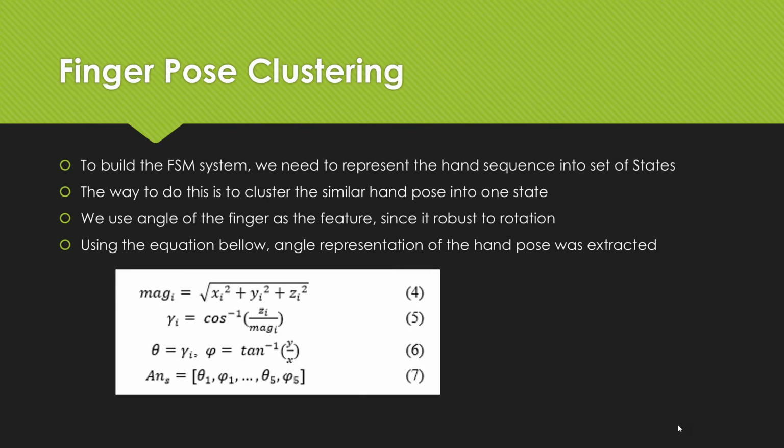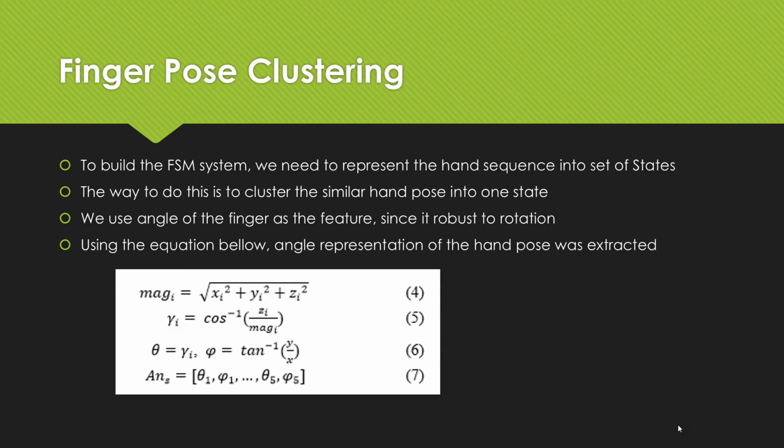Then we do the finger pose clustering, and to build the finite state system, we need to represent the hand sequence into a set of states. Each state represents one hand pose. So we may record many hand poses, and sometimes they have a similar hand pose. So we need to put similar hand poses in one cluster to represent them as one state.